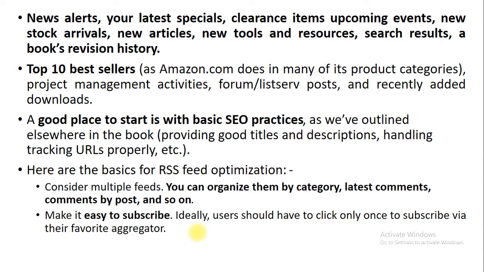Now top 10 best sellers, like Amazon.com, right? That is just used for the product categories, or we can say it is used for the product management activities. It gives you the forum, it gives you the recently added or downloads. All the facilities are given by Amazon.com. So top 10 best sellers provide management activities, provides you recently added downloads. See, these all are the tasks which have been given by the RSS feed.